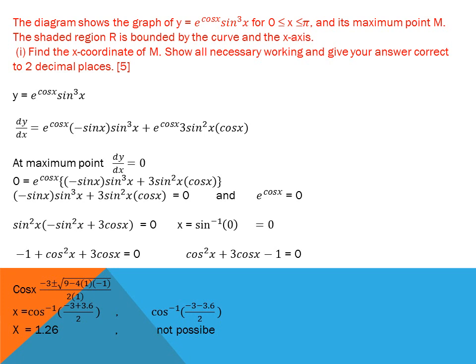In this way, I use the quadratic formula and take cos x as the variable. cos x = (-b ± √(b² - 4ac)) / 2a, and find x = cos⁻¹((-3 + 3.6)/2). I use only the positive value because my requirement is only to find the angle in the first quadrant. So x = 1.26. Don't take the negative value because it is out of range of cos, because the range of cos is -1 to 1.